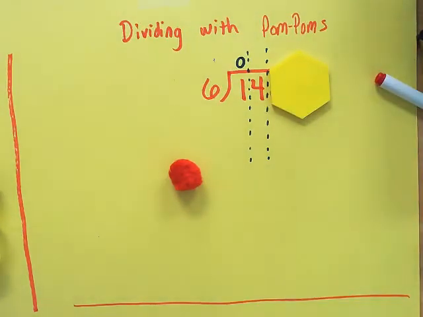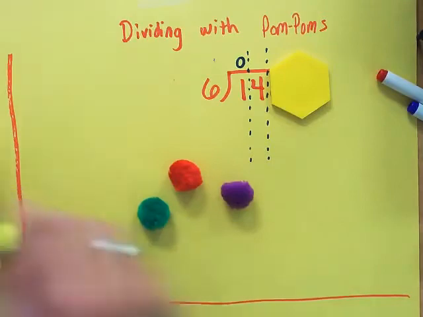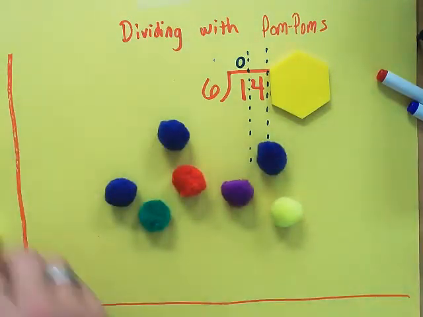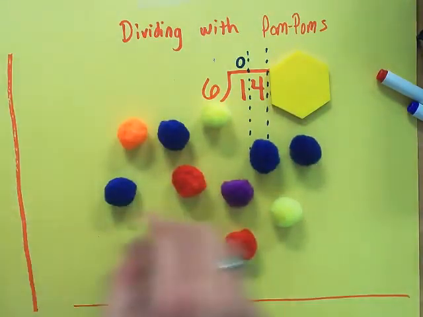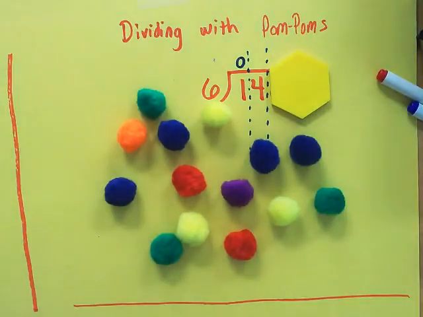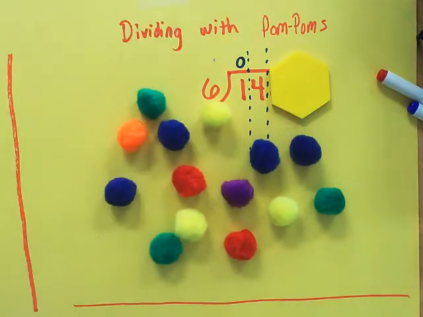Now my target number is 14, so I need 14 pom-poms now. So let's get 14: 2, 4, 6, 7, 8, 9, 10, 11, 12, 13, 14. Okay, so I have my 14 pom-poms, and I need to make piles of 6. I'm trying to see how many times 6 can go into 14, which is another way of saying how many groups of 6 are in 14.